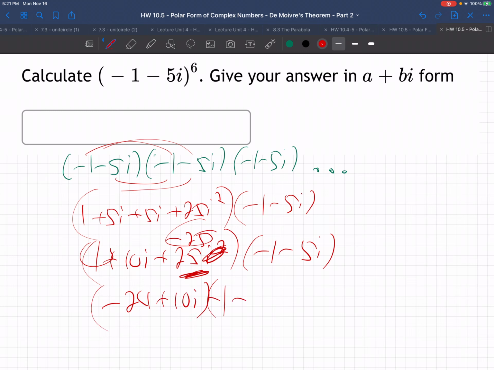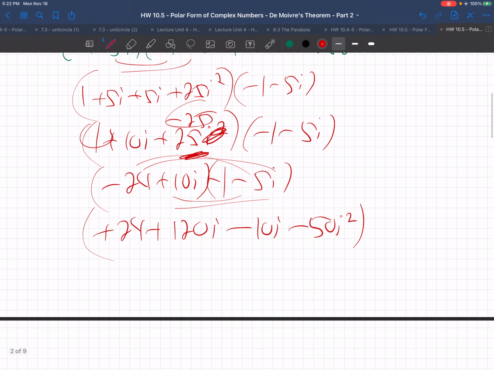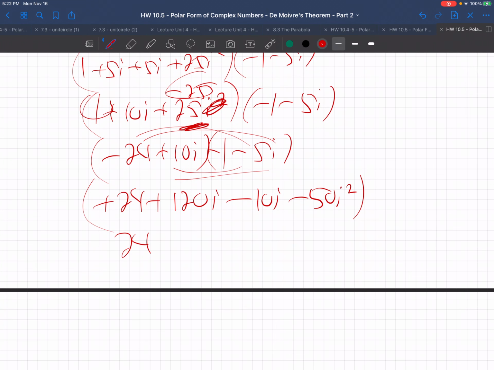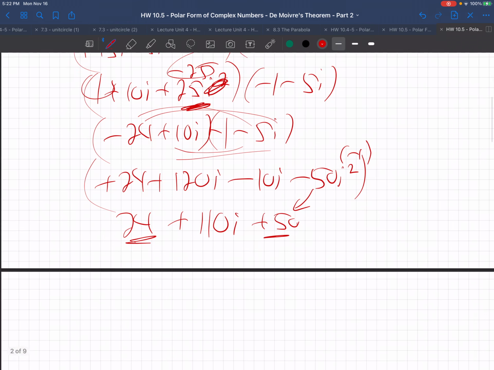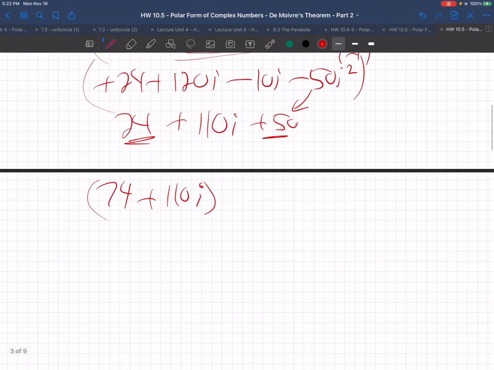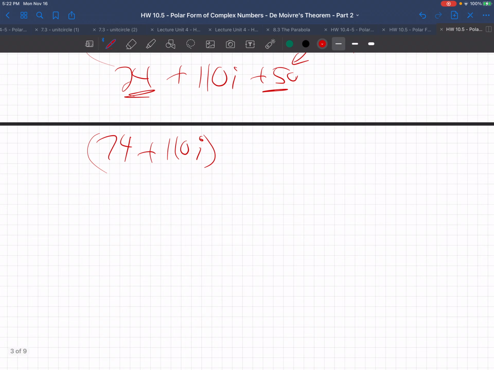And you got to multiply that by minus 1 minus 5i. And then you foil those and you get plus 24 plus 120i minus 10i minus 50i squared. That's just 3 of them. I almost want to finish it now. This would be 24 plus 110i plus 50, right? Because minus 50i squared is negative 1 again. So 24 and 50 is 74 plus 110i. Okay, that's 3 of them. That's just the third power, right? I've only done 3 of them so far. I have 3 more to go.